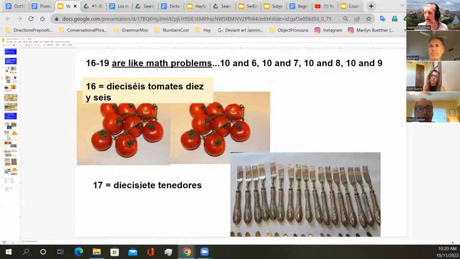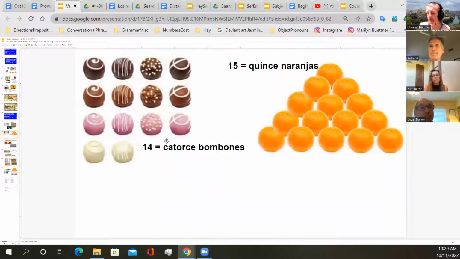Okay. Pardon. Then we get again a special word for 14. It looks a little bit like cuatro. It's got a C, it's got a T, it's got an R, but things are not in the same sequence. So we've got catorce. Catorce.